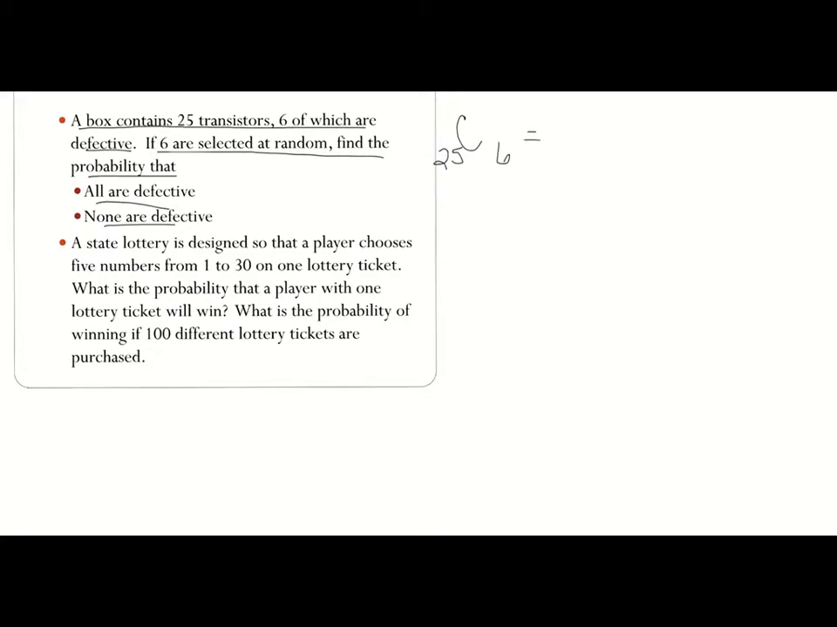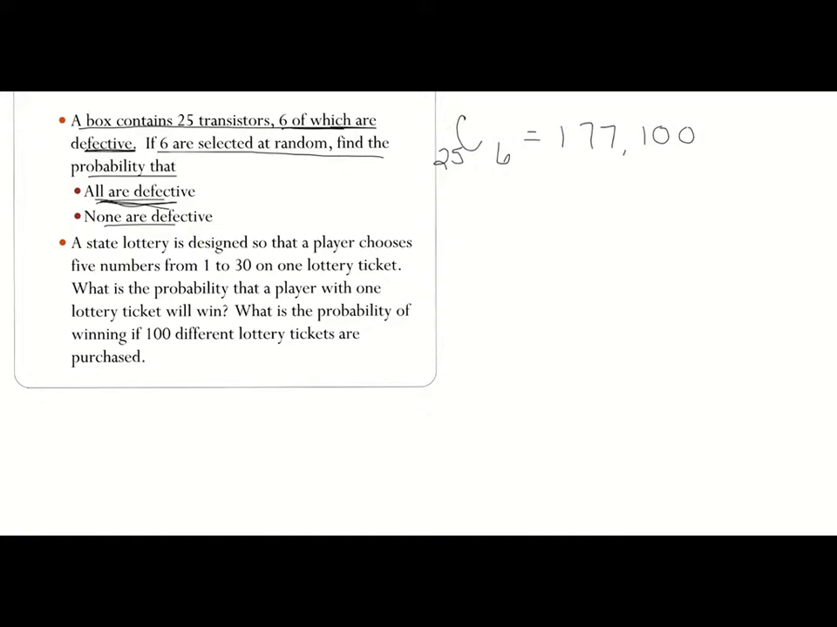When I do 25C6, where I do a combination with taking 6 items out of 25, I end up with 177,100. That's going to be my bottom number. Now, 6 transistors in the box are defective. So I want to find the probability that they are all defective. So I really need to find out what's the probability of me drawing out all 6 that are defective.